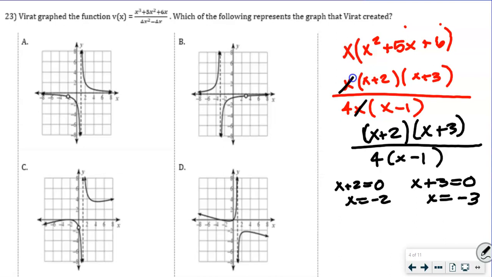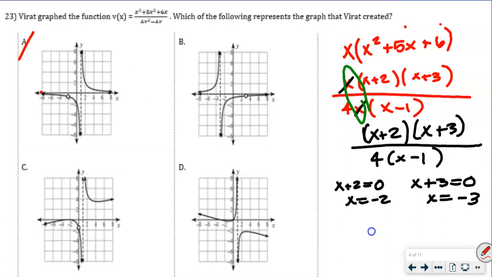Okay, so now let's look at these different ones. What we want to do is look at the zeros. So we're going to look for zeros at negative 2 and negative 3. So this one has a zero out there somewhere. So that wasn't negative 2, negative 3.